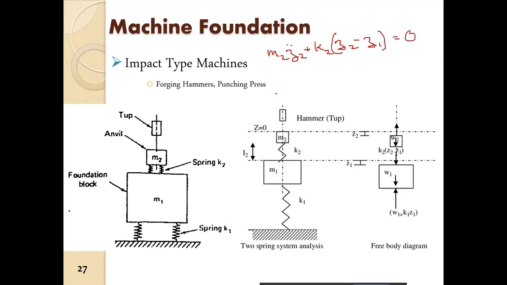And for the bottom mass, we have m1 into z1 acceleration plus k1 into z1, which is the compression in the spring k1. Okay, so k1 into z1 plus the opposite of this force. If this force, k2 into (z2 minus z1), is in the upward direction, then in the downward direction we will have k2 into (z1 minus z2), is equal to 0.